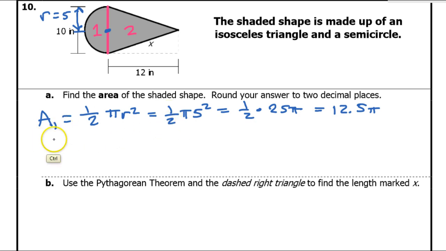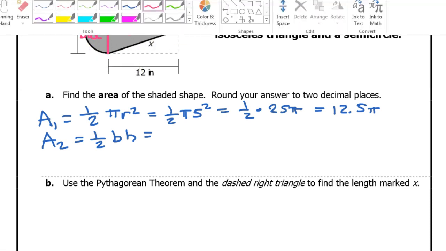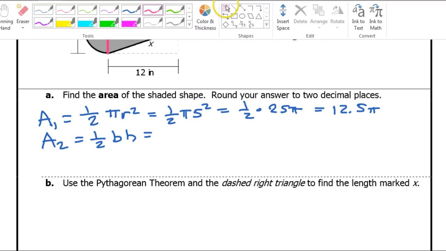Now let's find the second area, area number 2. Area 2 is a triangle, and I know the formula for the area of a triangle is 1/2 base times height. So I just need to figure out what the base and the height are. This red line is the base. You can really pick any side of the triangle to be the base. The trick is, what will the height be?